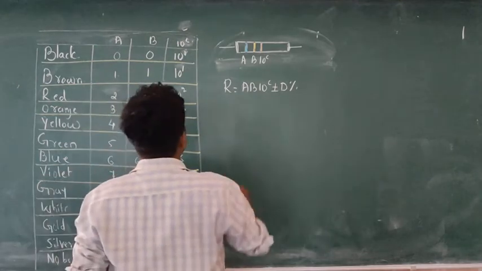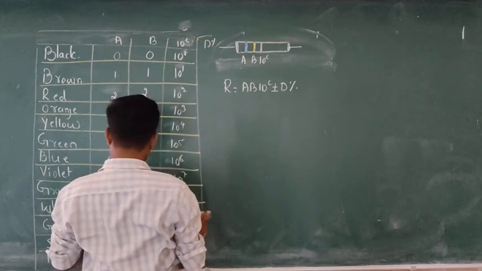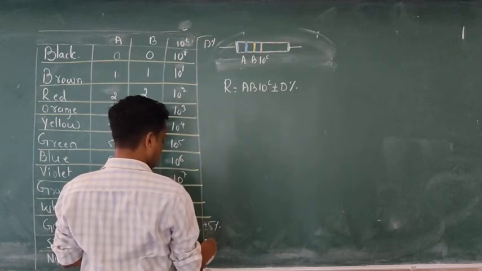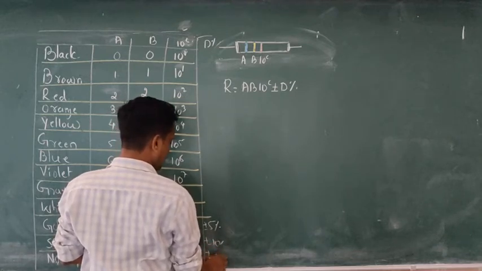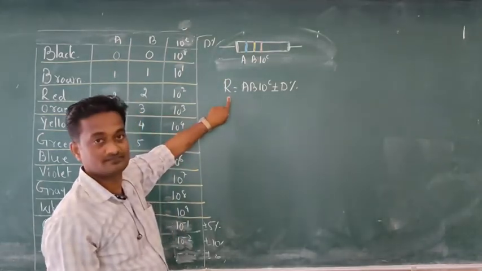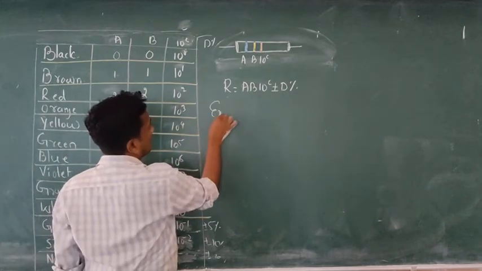Clear? Then D%, if you write D% here, it is plus or minus 5%, plus or minus 10%, plus or minus 20%. If you calculate the value of R, so what is the example?